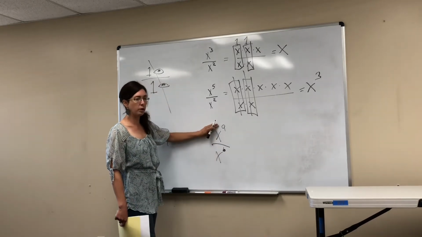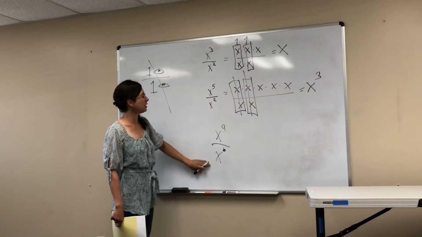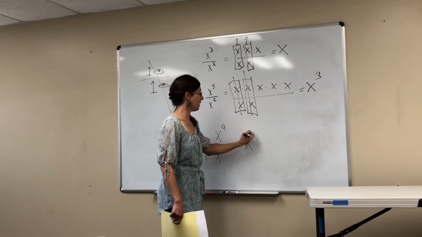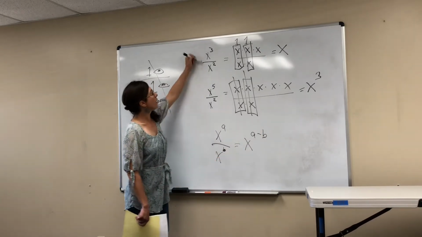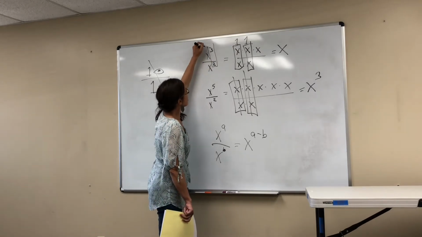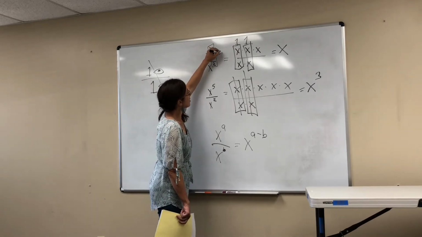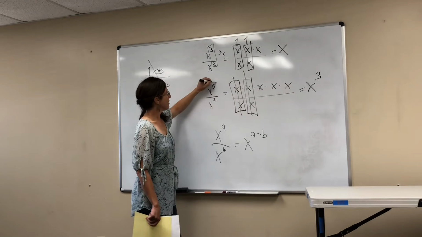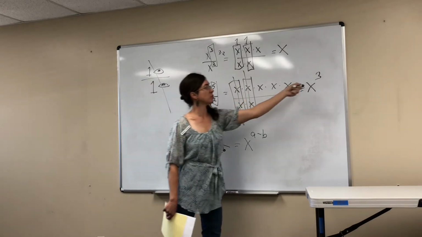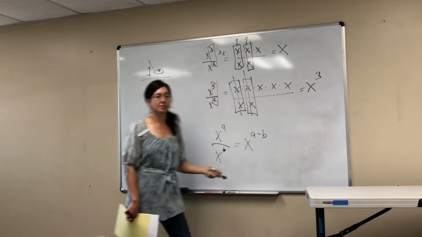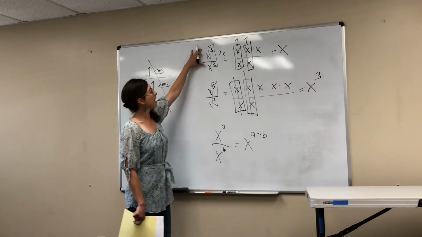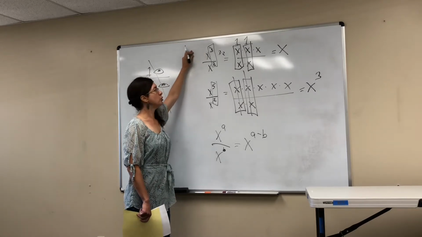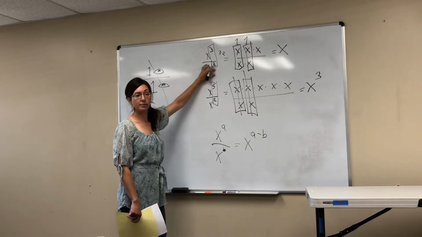So I have 1 power on top, right? In this case it was 3. In that case it was 2. It equals x to the a minus b. When they are divided, we take our exponents and we subtract them. 3 minus 2 equals 1. Is that what we had here? Right? 5 minus 2 equals 3. Okay? So when they are divided, you take the top number and you subtract the bottom one.